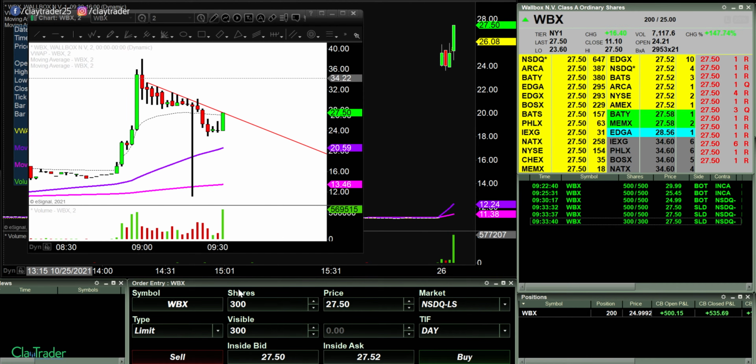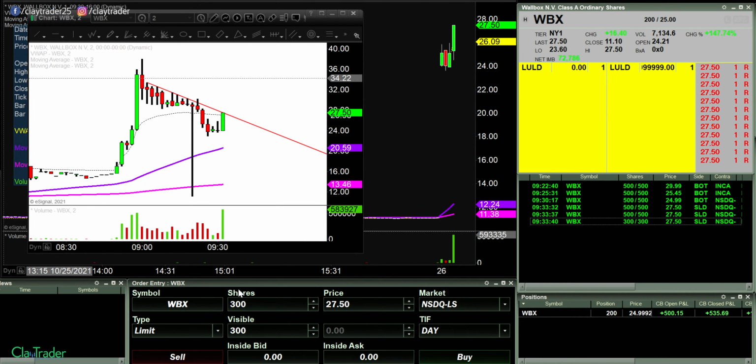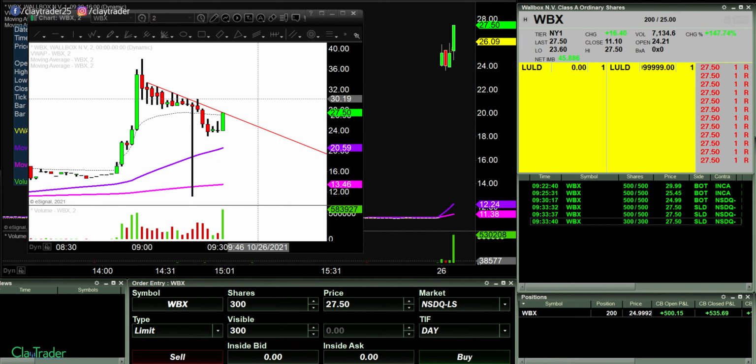I'm going to hold through it with 200 shares. So this is going to be halted. You can't make this stuff up. Look right where it got halted. At the trend line. At the trend line, it got halted.